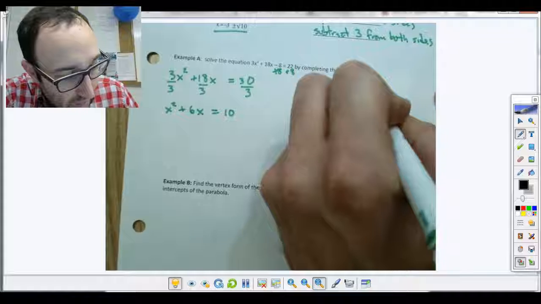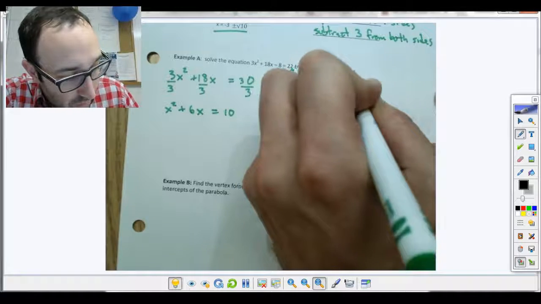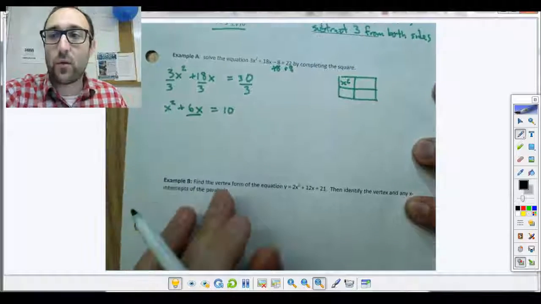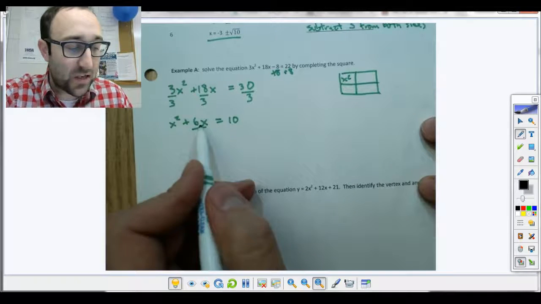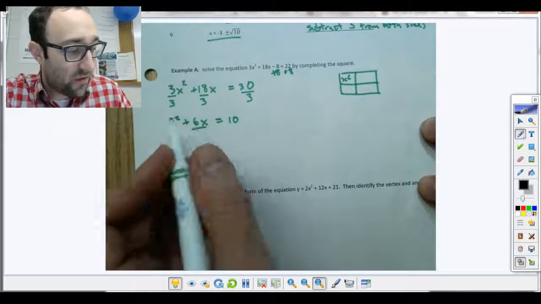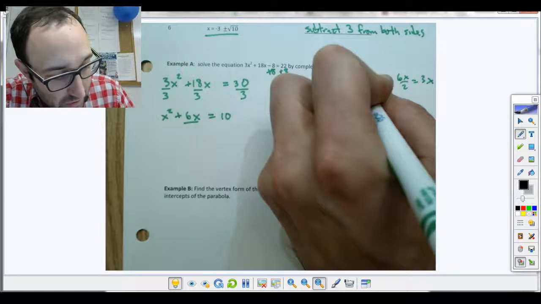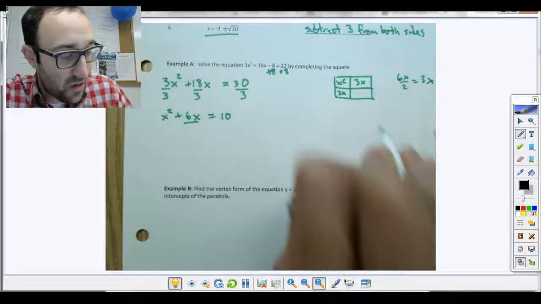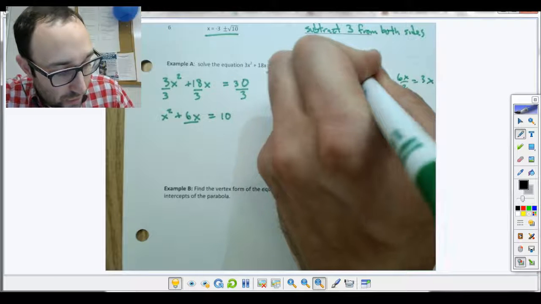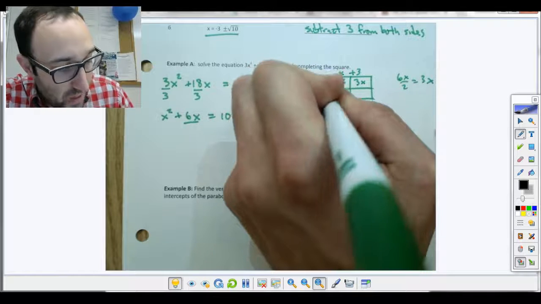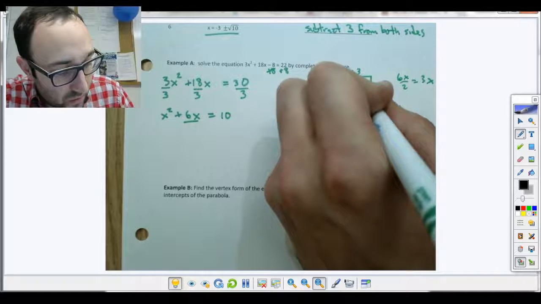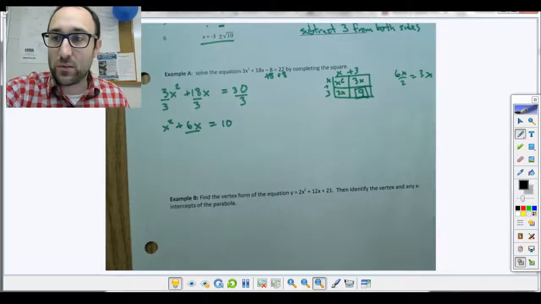Alright, so now I'm going to draw the box. And I'm going to say I have an x squared. That goes there. I've got 6 x's. If I want to complete the square, that means the 6 x's have to be broken up into two parts. 6x divided by 2 is going to be 3x. So I know 3x goes here, and I know 3x goes there. So this is going to be x plus 3, x plus 3, and that means the number down here, my magic number, is going to be 9.